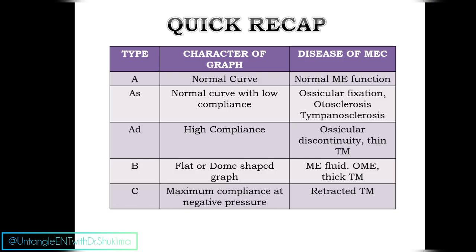Now here is a quick recap. A is a normal curve where there is normal middle ear function, normal stiffness of the system. AS type is a normal curve with low compliance, which is seen in ossicular fixation and otosclerosis or tympanosclerosis. Now here's a trick. You can remember this S as sclerosis, so there will be a small graph. Now next is AD, which is high compliance, seen in ossicular discontinuity or a thin tympanic membrane. Now we can also think of D as discontinuity.